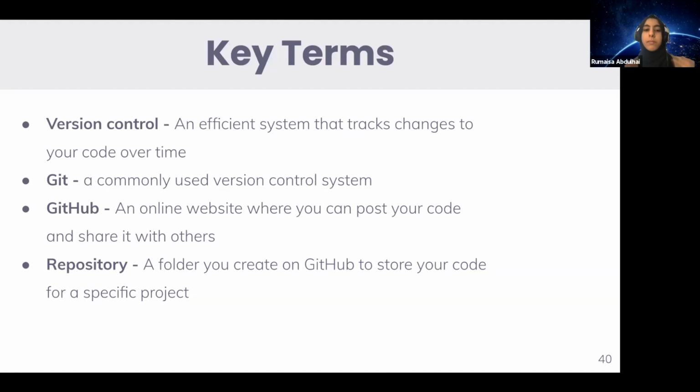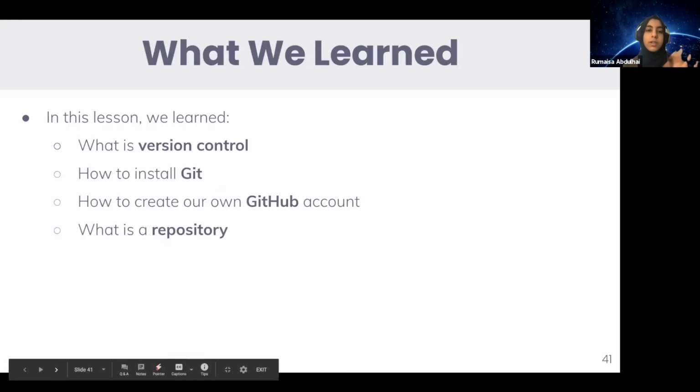Git is a commonly used version control system that we will use for this class. GitHub is a website where you can post your code and share it with others. So it uses Git version control. And lastly, a repository is a folder that you make on GitHub to store your code for a specific project. So for one project. And you can make as many repositories as you want. Again, they can be public or private. So these are all of the terms. We learned what version control is, we installed Git, we made our own GitHub account, and we also learned what a repository is.